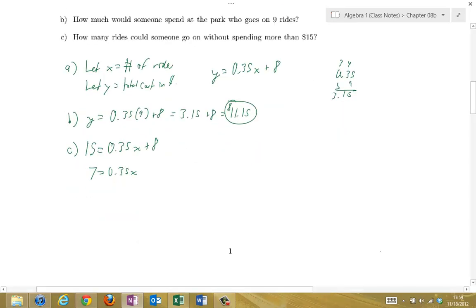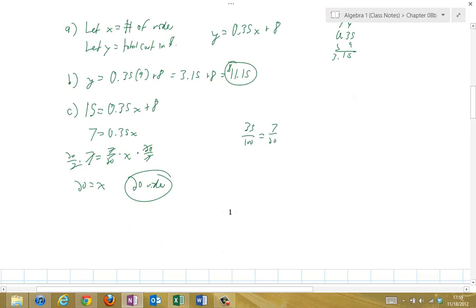An easy way to look at this without a calculator is to make 0.35 be 35/100ths, which simplifies to 7/20ths. So I have 7 is equal to 7/20ths times x. I'm going to multiply both sides by 20/7ths to get rid of the 7/20ths. Those cancel, and I get 20 is equal to x. So a person could go on 20 rides, because 20 rides would cost exactly $15.